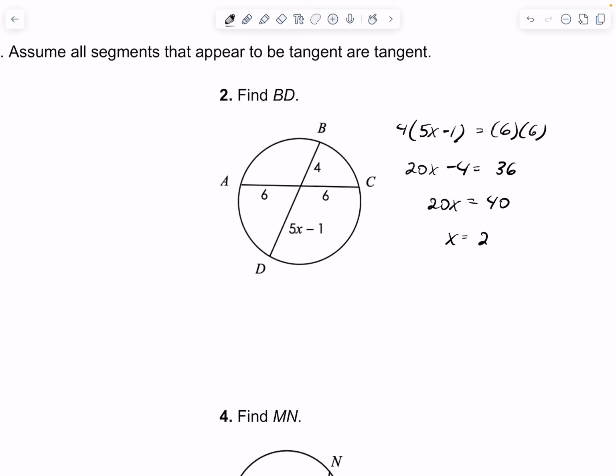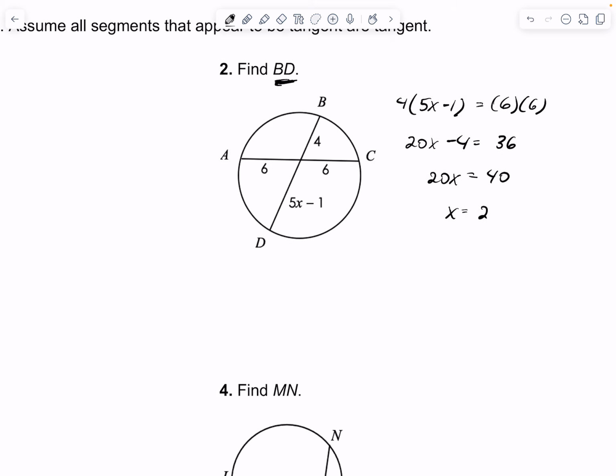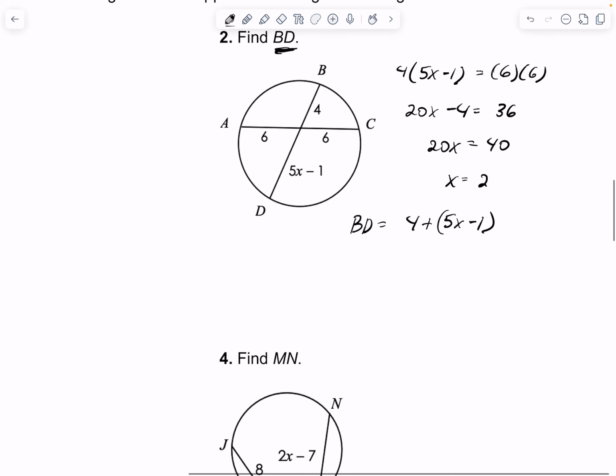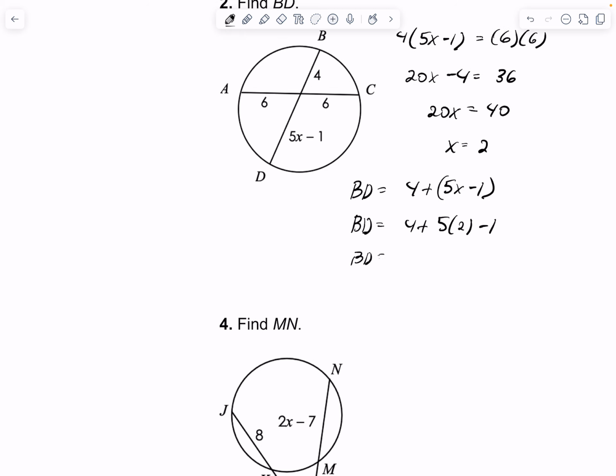Now this one doesn't say to solve for x. It says to find the length of segment BD. So BD is equal to 4 plus 5x minus 1. So what I'm going to do is plug in where it says x. I'm going to plug in that 2, and that's going to give me 4 plus 10 minus 1, which is equal to 13. So BD is equal to 13.